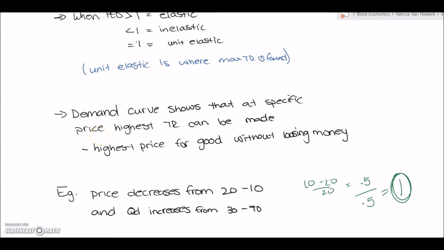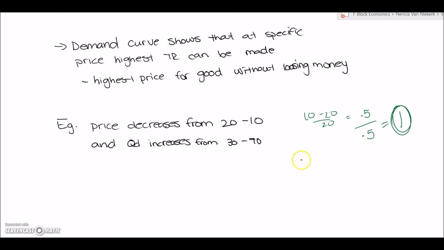For example, in order to get unit elasticity, you can have a good that decreases in price from 20 Rand to 10 Rand, and a quantity demand that increases from 30 to 90. When looking for this, you will take the new value for the quantity demand, percent change, over percent change in price. So this would mean that the new value minus the old over the old equals 60 over 30, and that equals 0.5.